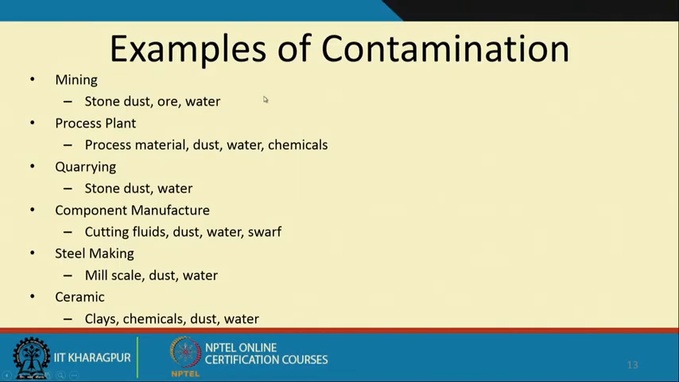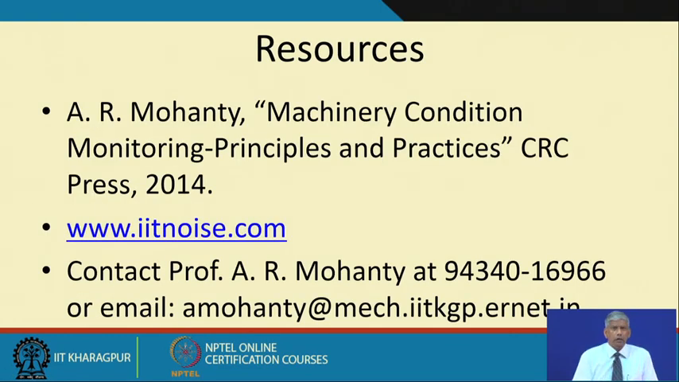So, some examples of contamination are mining, process plant, quarry. I was talking about quarrying: stone dust, water, mill scale, dust. All these components will get deposited in the lubricating oil, and later on we will see how we can select the lubricating oil so that these contaminants do not get picked up, and we do not get a wrong indication, like a false positive, that something has gone wrong. Okay. Thank you.